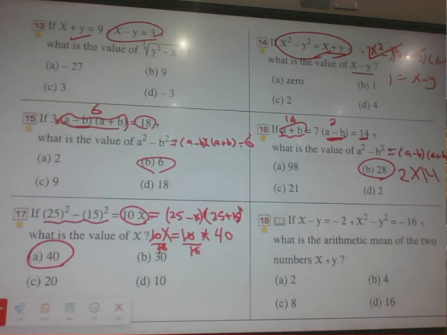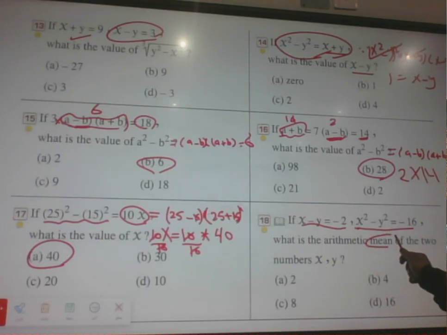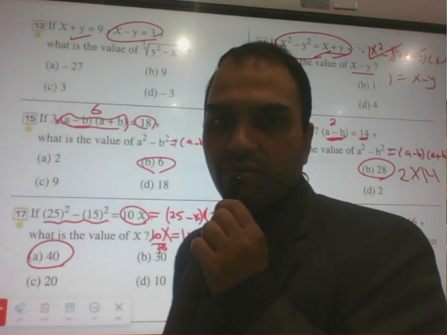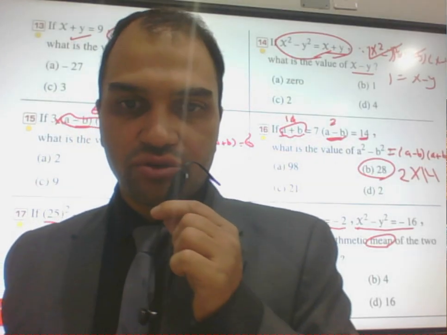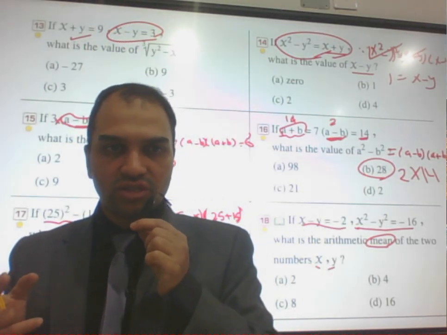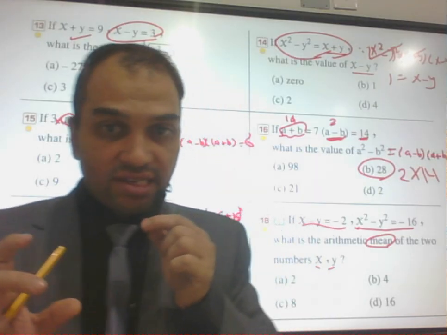Now we will solve question number 18. Pay attention to 18, okay? x minus y equals negative 2 and x power 2 minus y power 2 equals negative 16. He wants to find the mean of two numbers x and y. What is the meaning of mean? The mean between two numbers: you must add the two numbers and divide the result by 2. We call it the arithmetic mean. Do you remember? We collect the sum of the two numbers and divide the answer by 2.